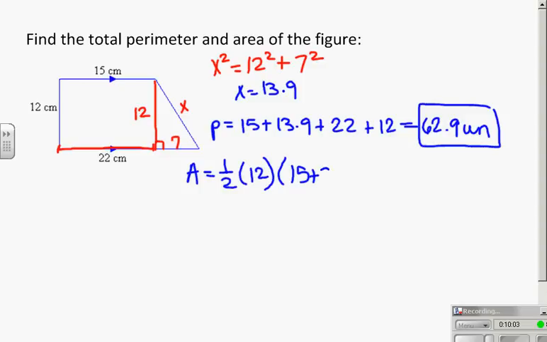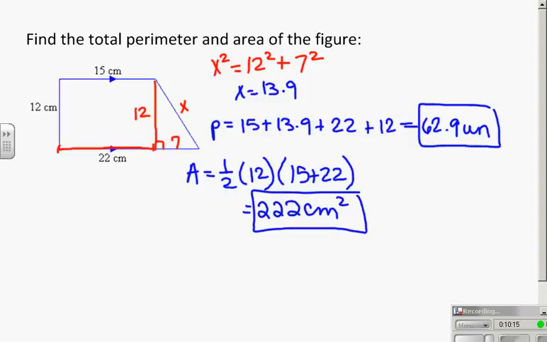Now to find the area of this, since this is a trapezoid, my area is 1/2 of the height, which is 12, times the sum of the bases, which is a straightforward formula, and we come up with 222 centimeters squared.